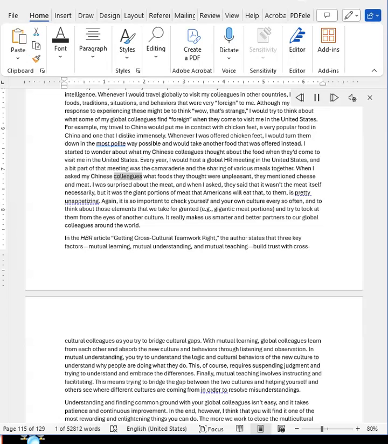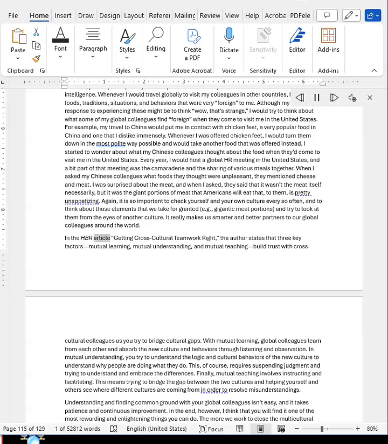When I asked my Chinese colleagues what foods they thought were unpleasant, they mentioned cheese and meat. I was surprised about the meat, and when I asked, they said that it wasn't the meat itself necessarily, but it was the giant portions of meat that Americans will eat that, to them, is pretty unappetizing. Again, it is so important to check yourself and your own culture every so often and to think about those elements that we take for granted, e.g., gigantic meat portions, and try to look at them from the eyes of another culture. It really makes us smarter and better partners to our global colleagues around the world.